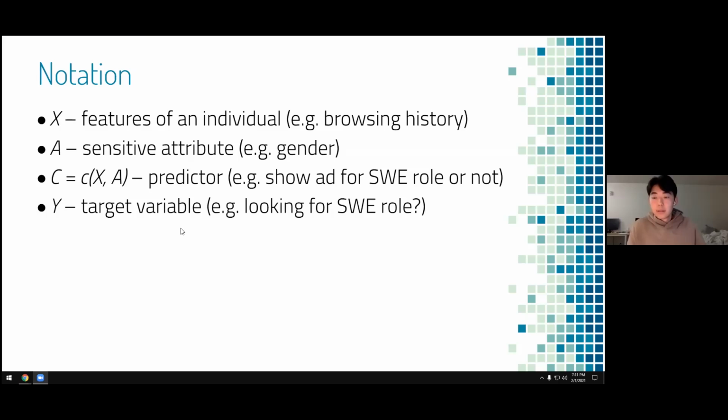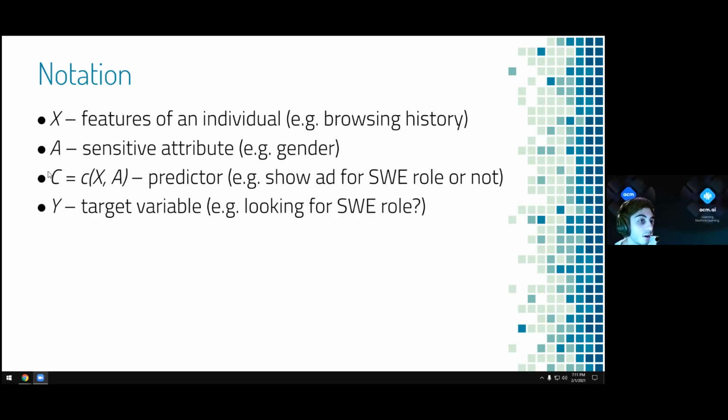Okay. Yeah, so just some basic notation. Suppose X is our input. So if we saw at the very beginning, X would just be what you're feeding to the model, like an image of a cat, for example. A is going to be our sensitive attribute, e.g. gender, right? So if we want to make sure we're not discriminating off of gender, we need to define this attribute, gender. C, think of it as the output of the model.